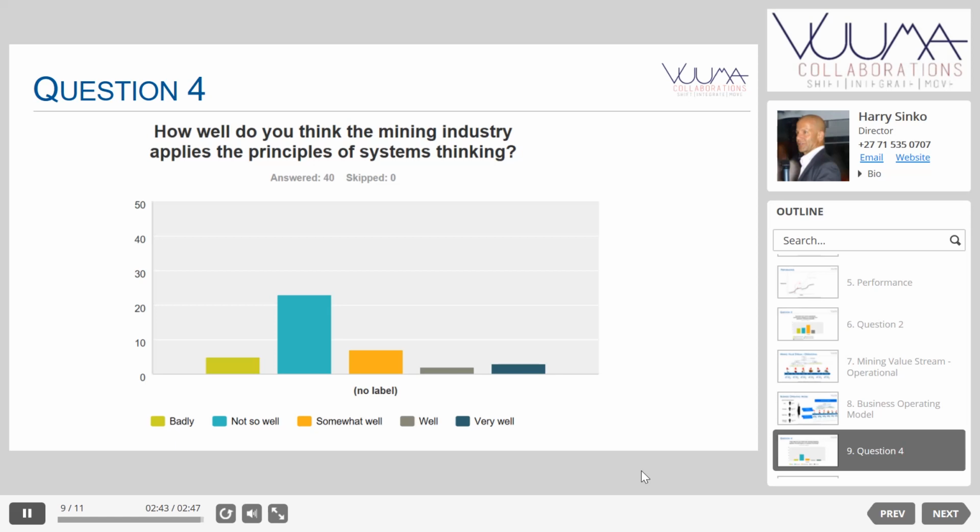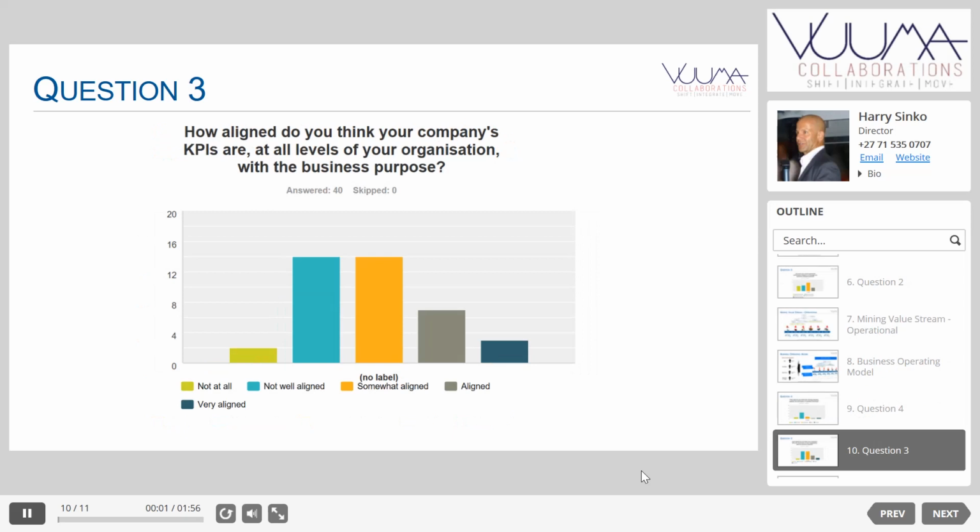How do you align them? Who do you make accountable for them? At what level? So here's, again, one of the survey results for question 3. Question 3 was all about how well do you think your company's KPIs at all levels of your organisation are sort of linked? Anyone want to answer that question?